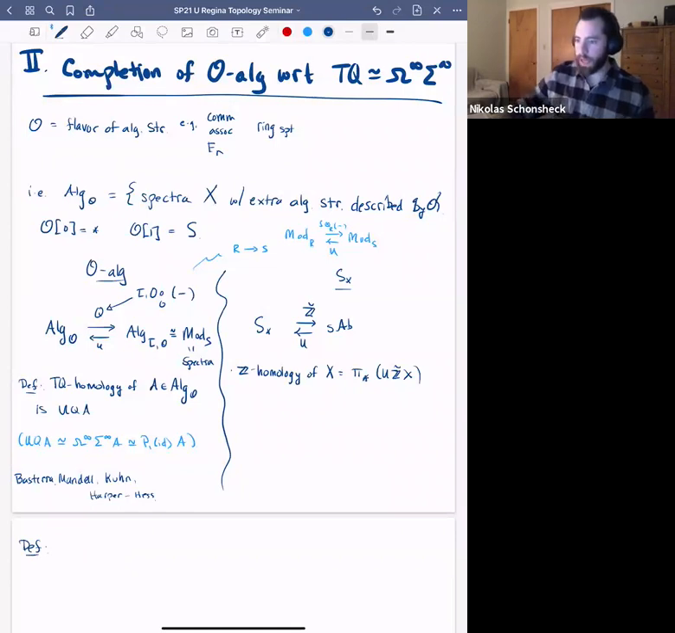Given an O-algebra A, its TQ completion is precisely the homotopy limit over delta, the same kind of resolution. So we've got UQA, UQ squared, and so on.